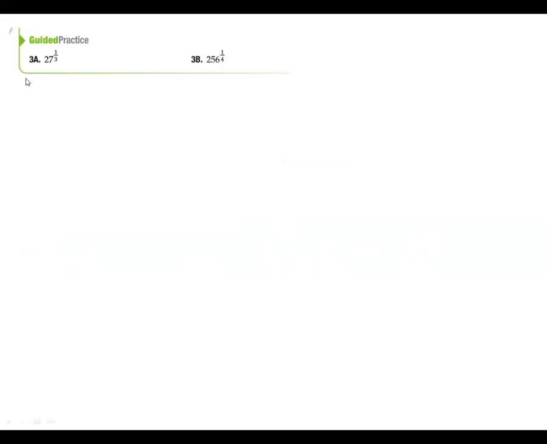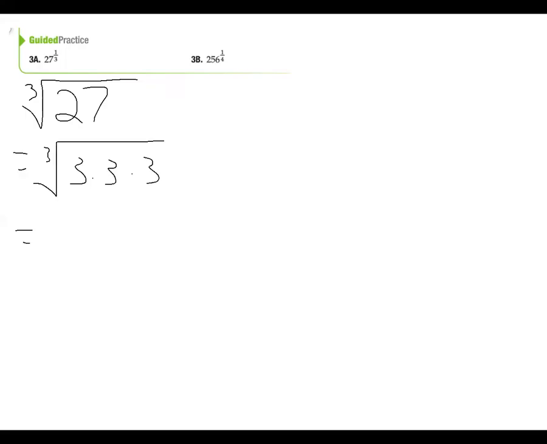Alrighty, so let's do 27 to the 1/3 power. 1/3 power is the same as the cube root, so that means the cube root of 27, which is 3 times 3 times 3. So the cube root of 27 is just 3.